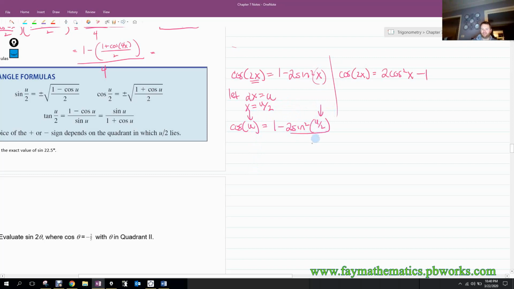Now I'm going to solve for sine of u over 2. So I'm going to go cosine of u minus 1 equals negative 2 sine squared of u over 2. Divide both sides by negative 2. It's going to turn this into a positive, so it'll be 1, and turn that into a negative, so it's going to be cosine of u. It'll all be over 2. That is then equal to sine squared of u over 2. So I'm going to square root now. We get the square root of 1 minus cosine of u over 2.